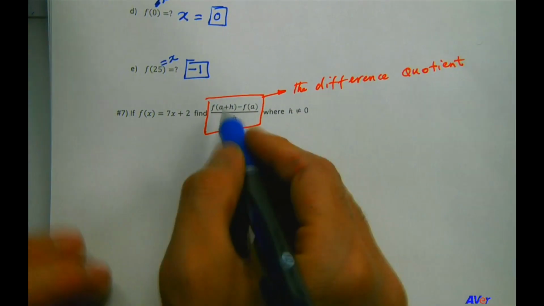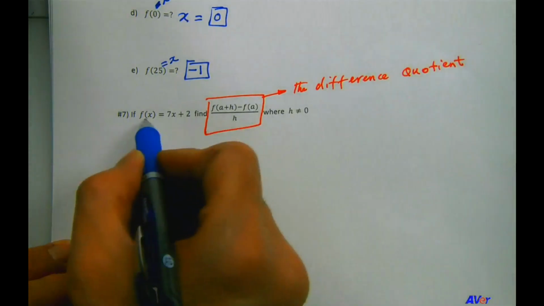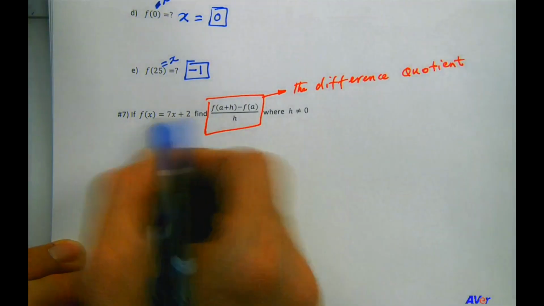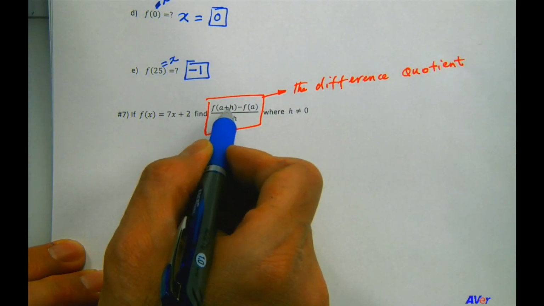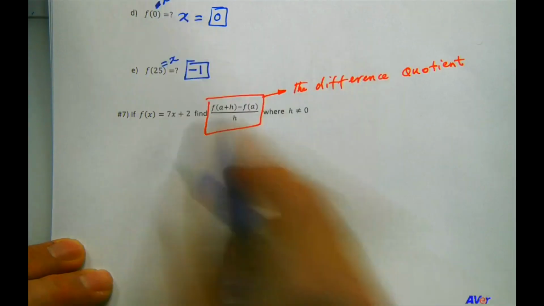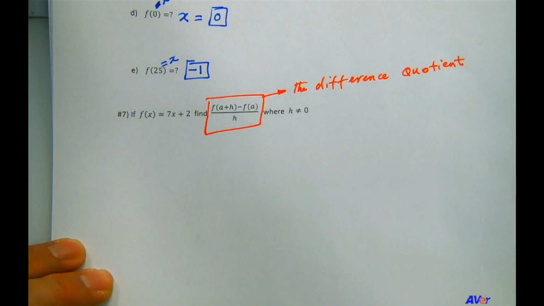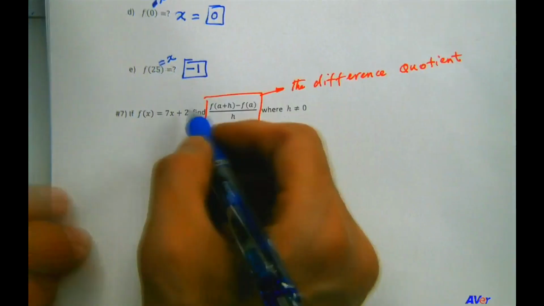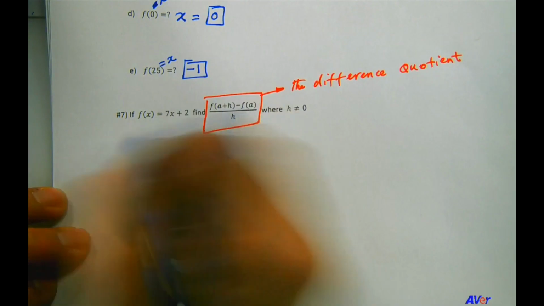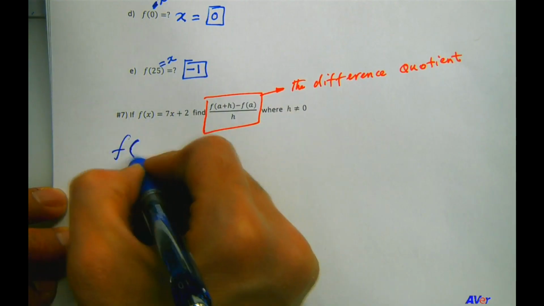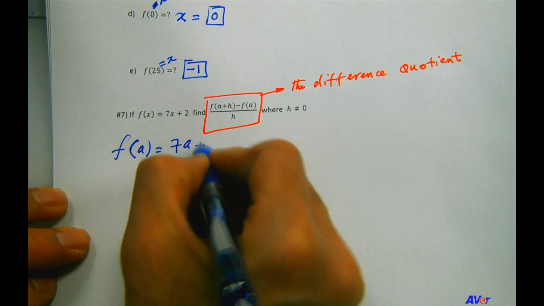Well, first, we need to calculate the function at a. Then we need to evaluate this function at f of a plus h. Once we have those two quantities, then we should take the difference and divide by h and simplify the process. So let's do that. I'm gonna start with the easier one. Let's find f of a. So f of a is equal to 7 times a plus 2.